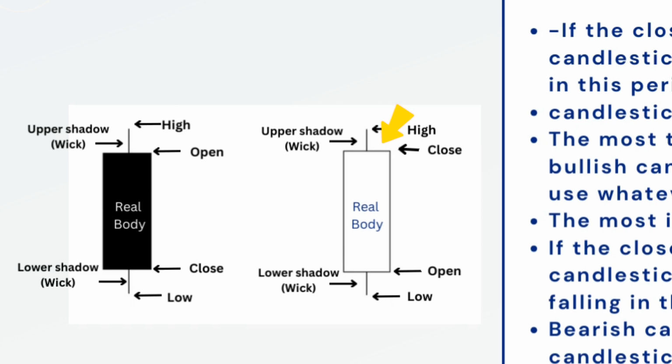When you hear a trader mention up close in the candlestick, he's referring to a bullish candlestick. And then when you hear the down close candlestick, he's referring to a bearish candlestick, because the bearish candlestick has its close below. So it closes down, it opens up and goes from up to down. All right, so let's keep on going.